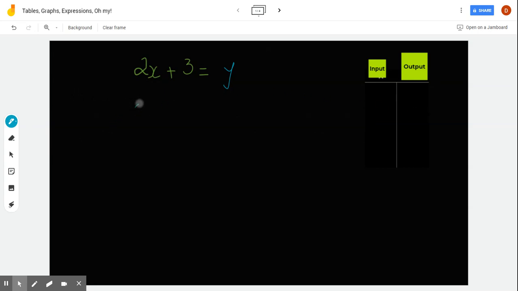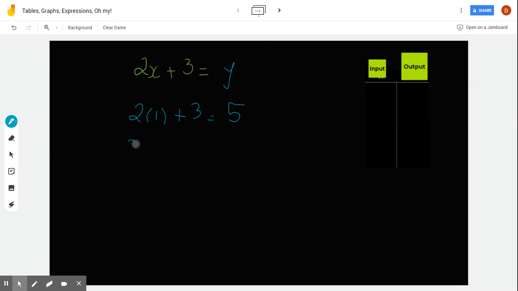The first thing we're going to do is replace the value of x with an input. In this case, we're going to start with 1. So we're going to go 2 times 1, like that. Remember, when you have a letter right beside a number, it means to multiply. So 2 times 1 is 2, add 3 is 5.